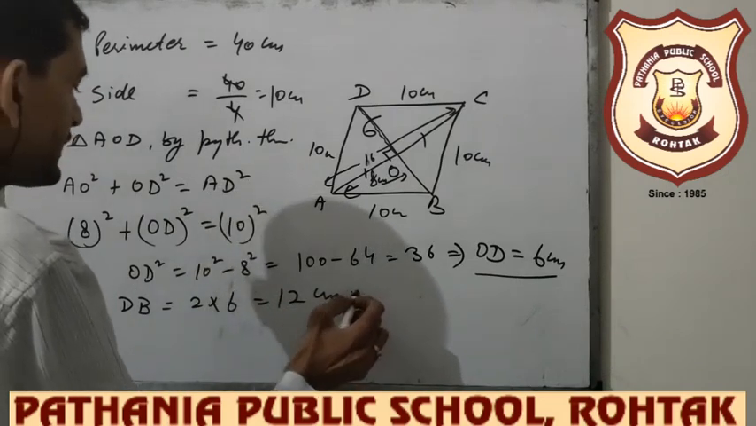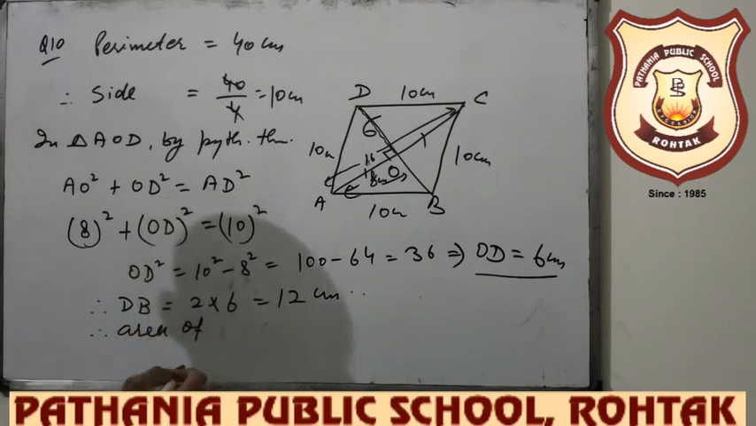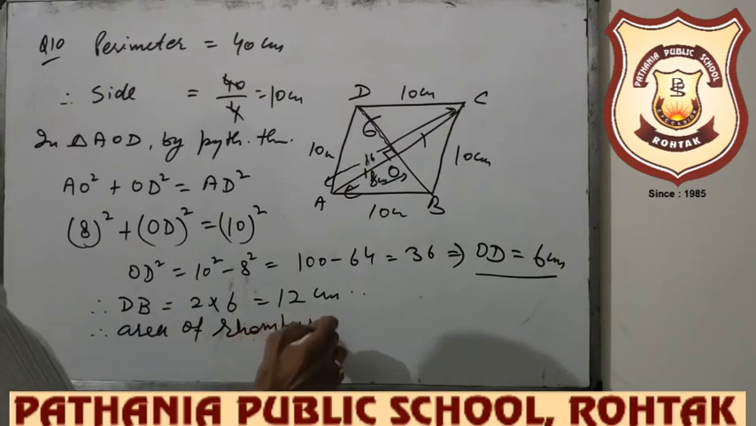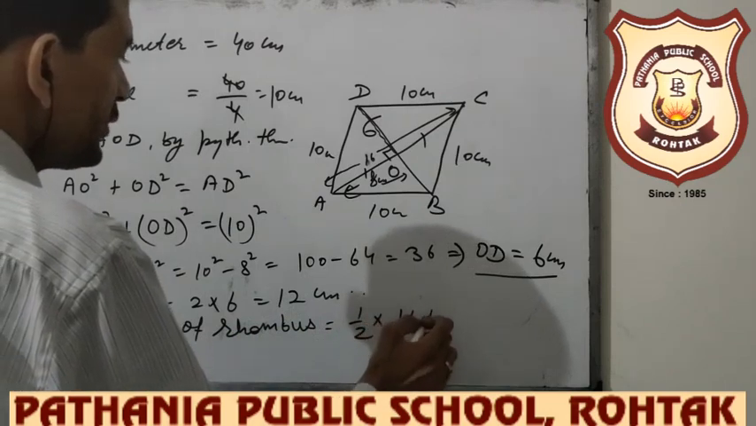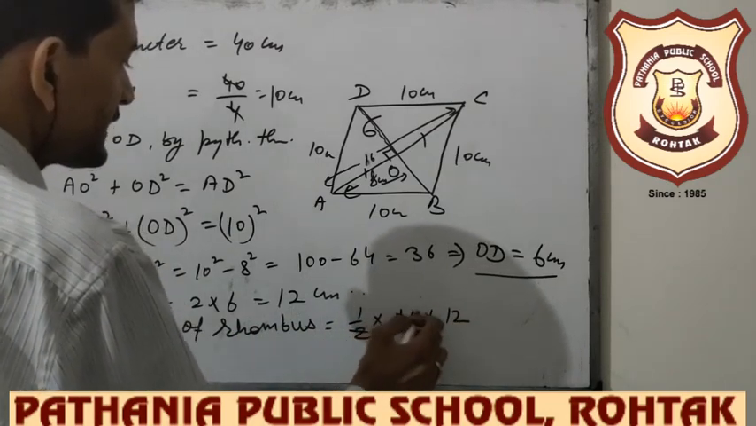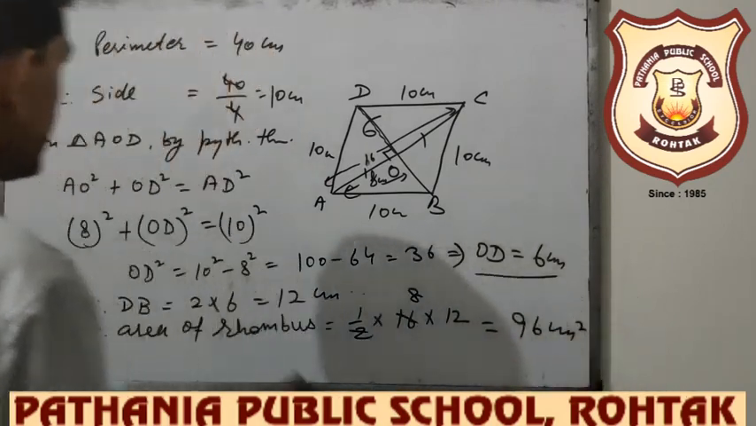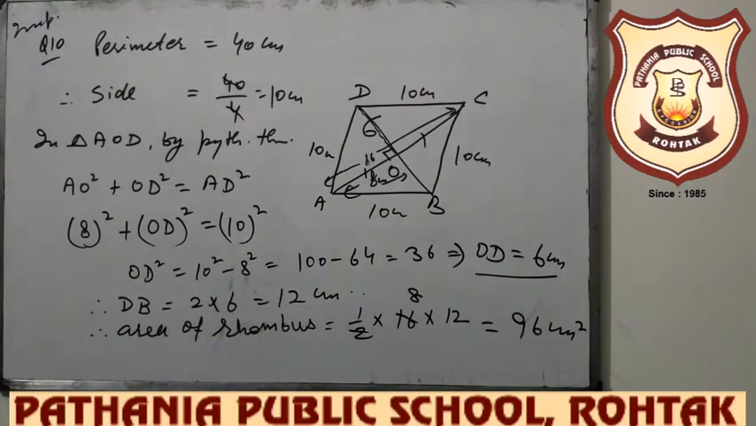So area of rhombus is what? Half into product of diagonals, half into 16 into 12. Half of 16 is 8, 8 into 12 is 96 centimeter square. That is the answer. And this question is important also because somehow we use these properties of rhombus and the formula for area of rhombus.